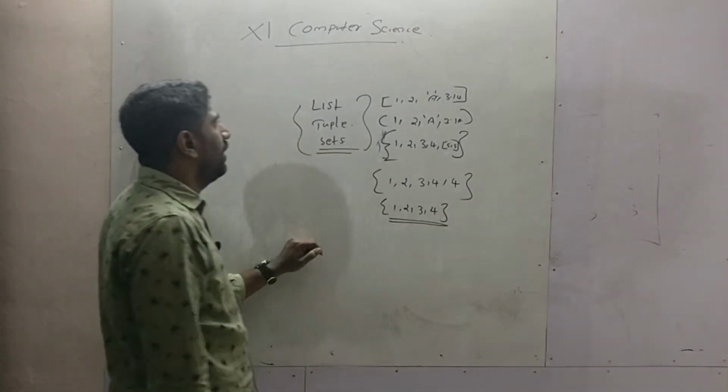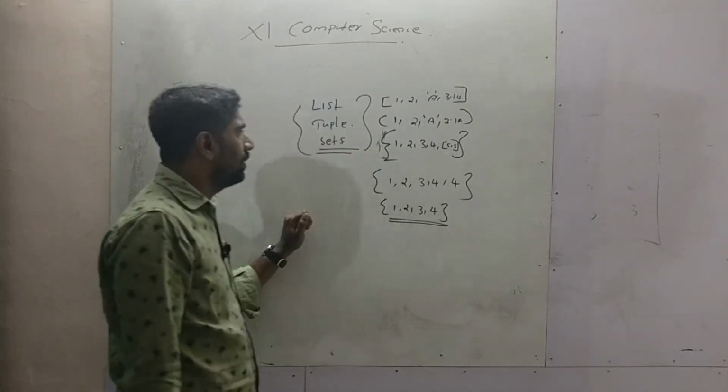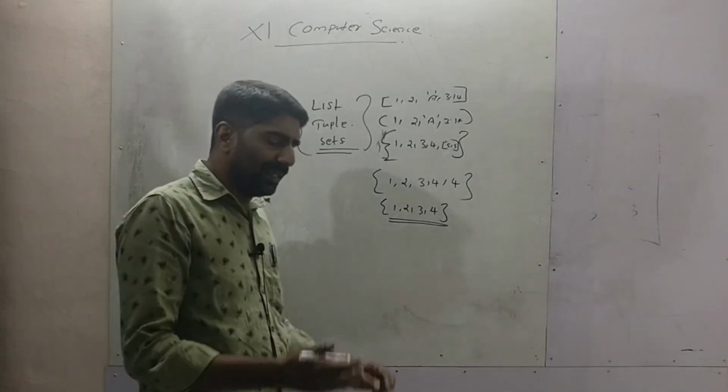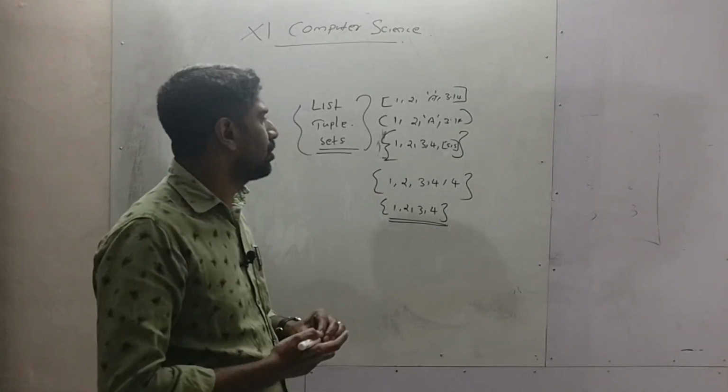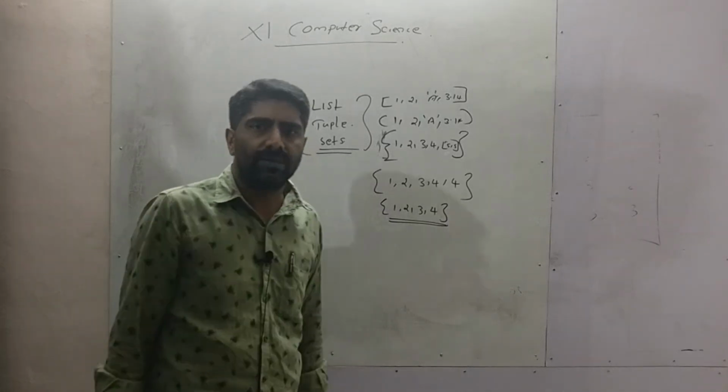So this much is our list, tuple and sets. Then one more is remaining, that is dictionary, that we can take in the next video. Next class we can take dictionary. Clear? Okay, then thank you.